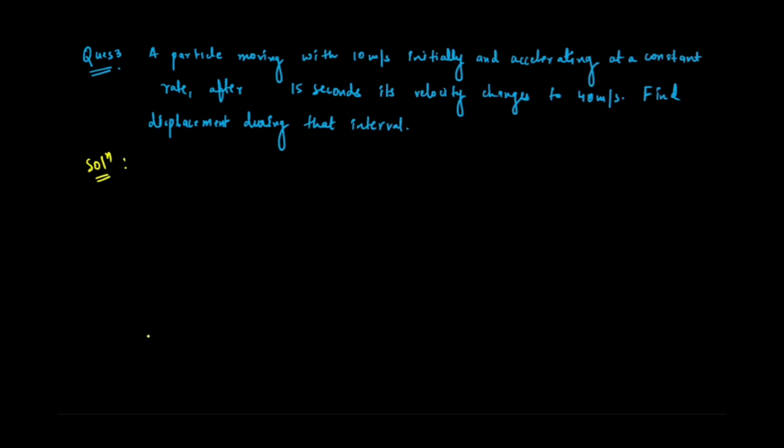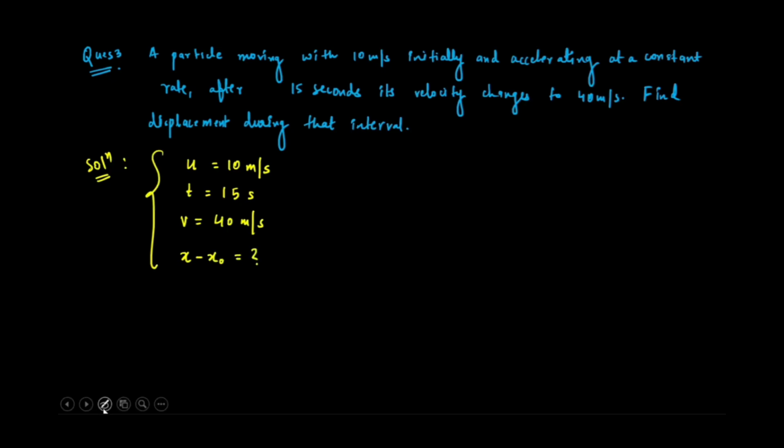First of all, we have to write what is given. Without understanding what is given, we are not supposed to find what exactly needs to be found. Initially the velocity is 10 meters per second, so u is 10 meters per second. It is accelerating at a constant rate, but the acceleration is not given. After 15 seconds, so time is 15 seconds, velocity changes to 40 meters per second. The question asks for x minus x naught.